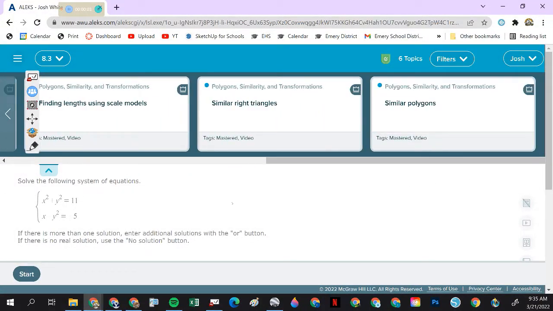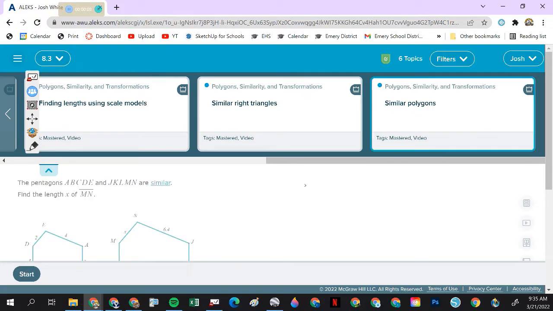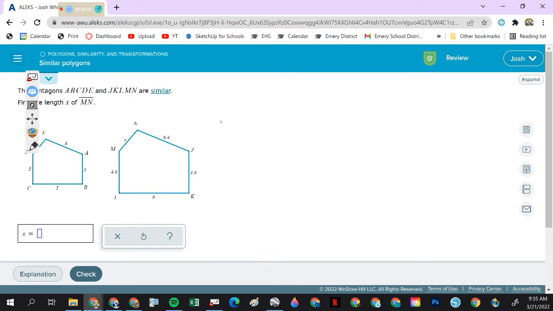Today we are beginning and finishing 8.3. So it's another section based on geometry. Here we have A, B, C, D, E, and J, K, L, M, N, and they are similar. Now, when we say that two shapes are similar, that means two things. It means the angles in one shape exactly correspond with the angles in the other shape. Okay, they are congruent. And when we list this, we have to list those letters very carefully.